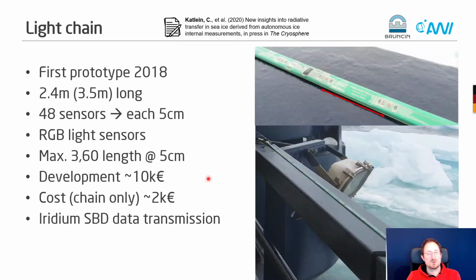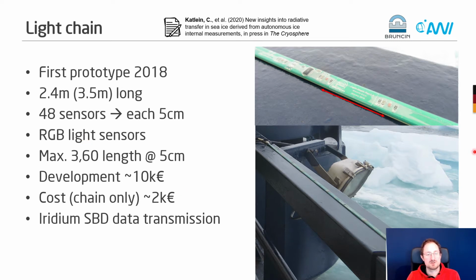To do so, we build on the experience of many years of work with thermistor chain buoy data. And what we basically did is we converted a digital temperature chain into a light sensor chain. The first prototype was developed in 2018 and deployed on the Arctic Ocean cruise from the icebreaker Odin. The prototype was 2.5 meters long. Now we have it in a 3.5 meter long version. It has 48 or 64 sensors, each 5 centimeters.